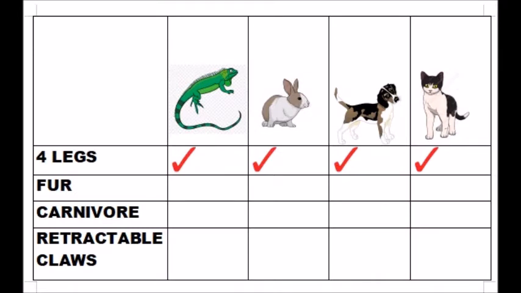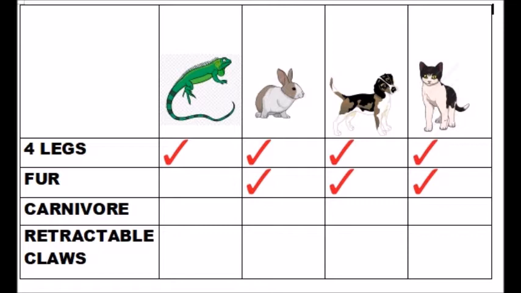So you'll see that I went ahead here and I've checked that the iguana has 4 legs, the rabbit has 4 legs, the dog has 4 legs, and the cat has 4 legs. So on your chart, go ahead and mark all of those columns as having 4 legs. Now let's look at the next category, which will be fur. When I look at the iguana, there is no fur, and so I don't mark that one. But when I look at the rabbit, he has fur, the dog, he has fur, and the cat has fur. And so go ahead on your table and check in all of those that apply.